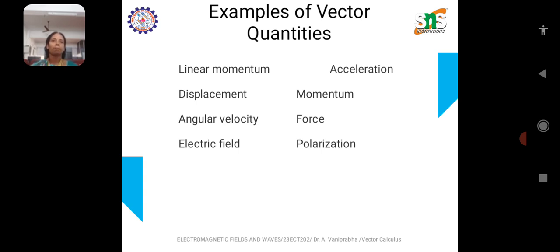Next is polarization. The best example for understanding polarization is sunglasses. People wear sunglasses so as to block specific light waves, to reduce the glare. Sunglasses obviously reduce glare by blocking specific polarized light waves. So this is an example for polarization.